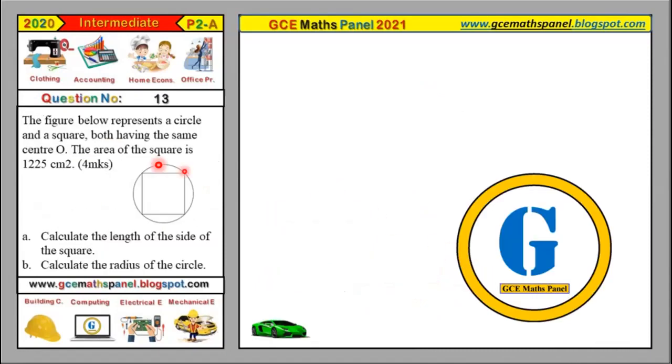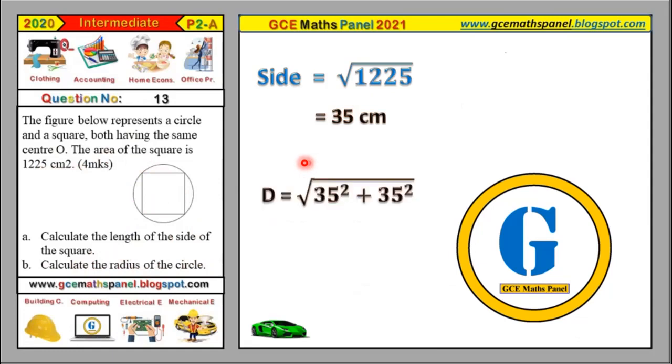All right, Figure 13 shows this figure, and the area of the square is given. Calculate the length of one side of the square. Well, we know very well that the side of a square is equal to the square root of the area. So the side will be equal to the square root of the area, and that gives us a value of 35 centimeters. Now calculate the radius of this circle. This is a cyclic quadrilateral, so you have to first of all calculate the diameter. If you look at this circle carefully, the square that is inside, from this point to this point, is the same as the diameter.